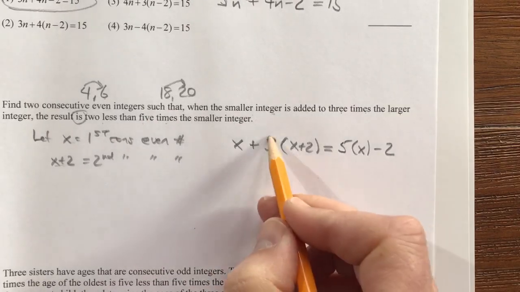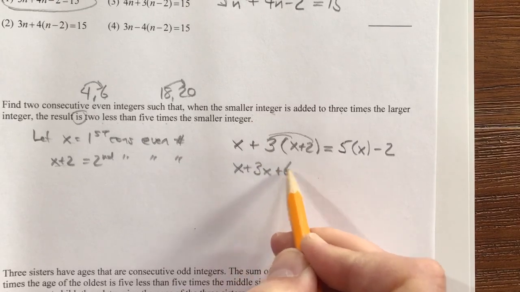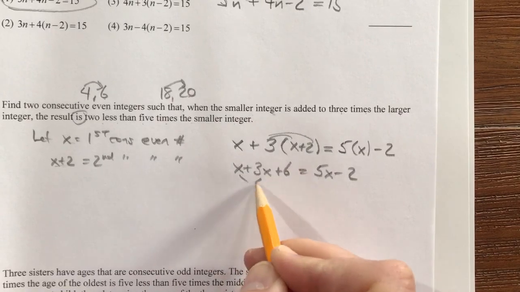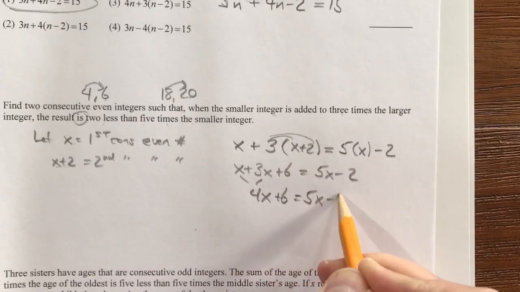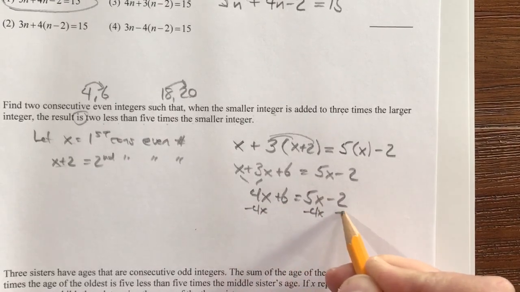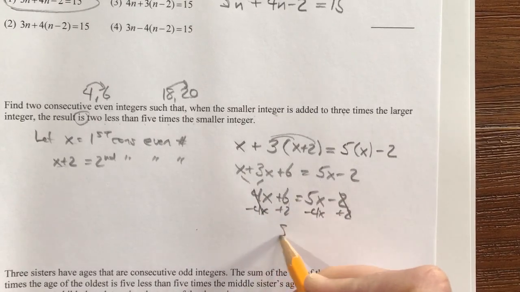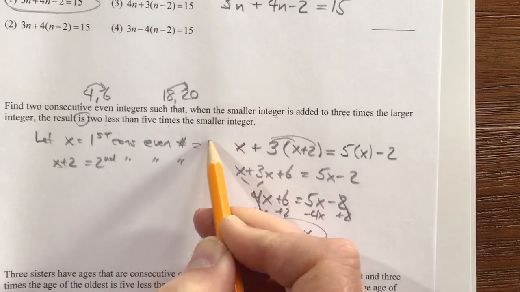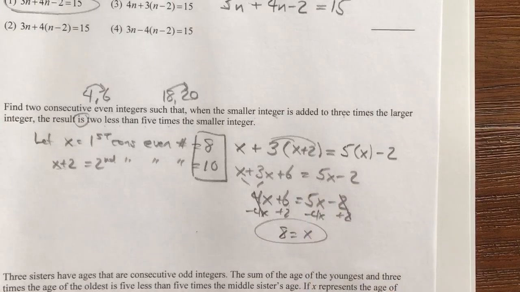Now we got to solve it. We'll do some distributing. Here I just get 5x minus 2. I'm going to combine like terms. Now I'm going to take away 4x from both sides, and just to save time, I'm going to add 2 to both sides. So these cancel here, these cancel here. I end up with 8 is equal to x, and that's pretty much the answer. I mean, the first number is 8, and the second number is 10. Those are the 2 consecutive integers.